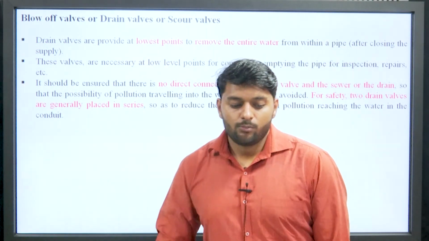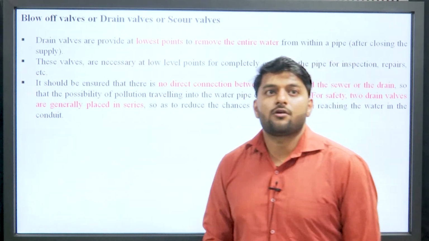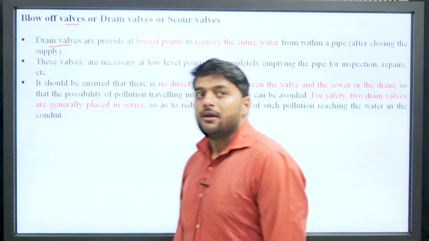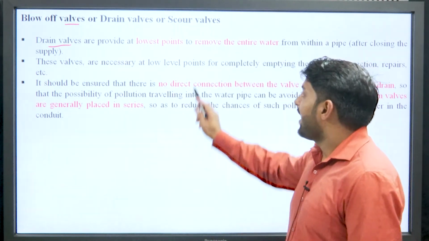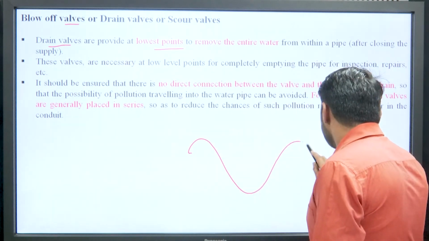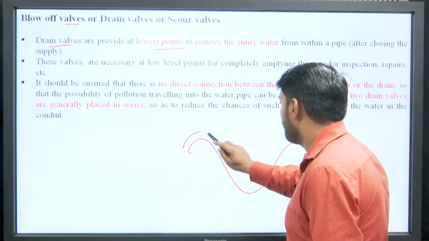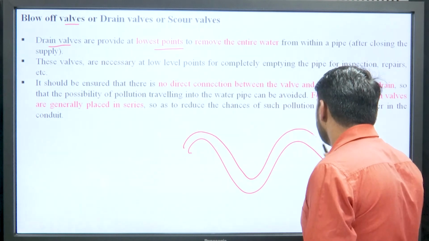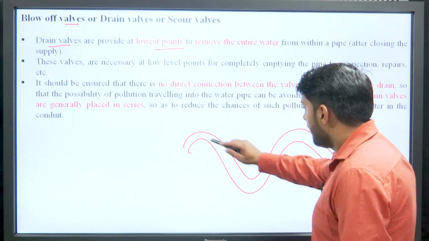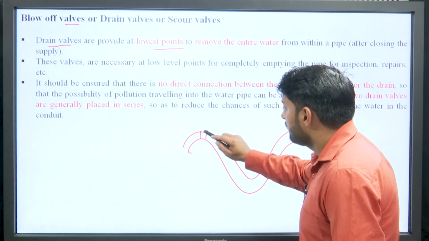Next is blow off valves, drain valve or scour valve. What is the purpose of a blow off valve? Basically, these are provided at the lowest point. Why the lowest point? Because they are basically used for the purpose of removing the water at the time of repair or maintenance work.